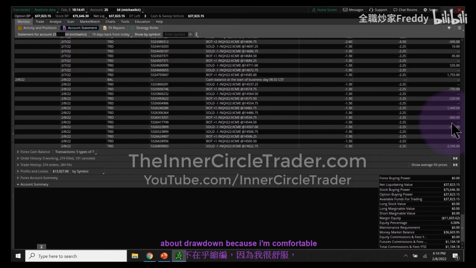I don't care about drawdown because I'm comfortable. I can go in and fix the drawdown. At the end of the year, you're going to see that every single day in here, there's drawdown, and I correct it. My goal is no losing days.